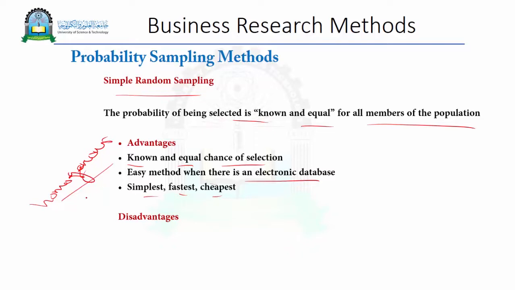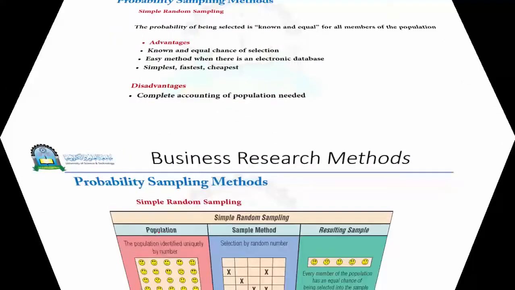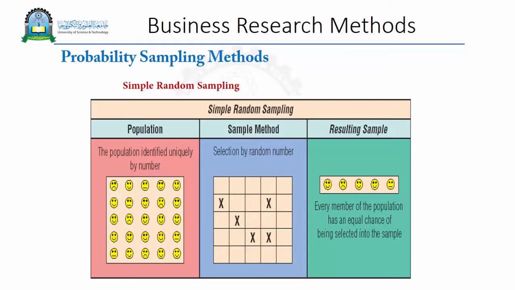and also it can work with a small population. Otherwise it's going to be problematic. The disadvantage is that a complete accounting of the population is needed. That's why we say in this type of probability sampling we need the population to be small, because we are going to do a complete accounting of the population, and that's going to be very important.